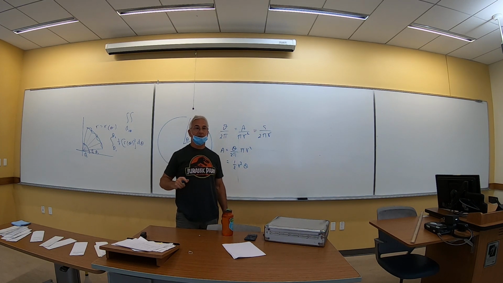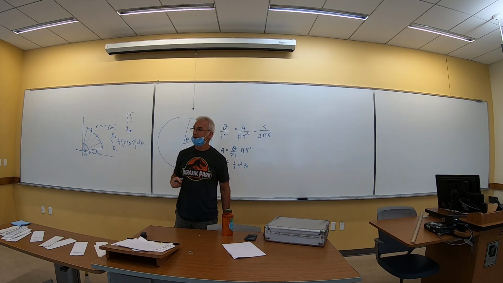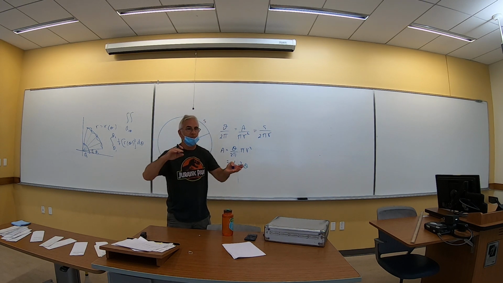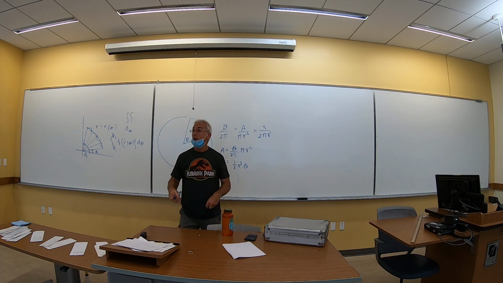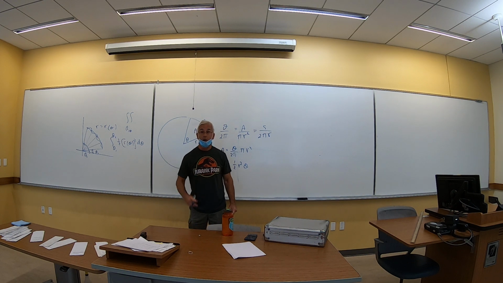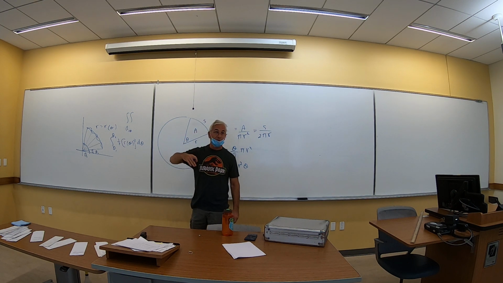Except in special cases, theta is always going to have constant limits, because you're not switching unless it's circular in some nature. So theta is going to be constant. R isn't going to be constant in general. R is still going to be, I'm going to go, r as a function of theta.